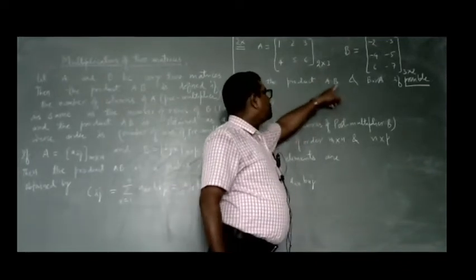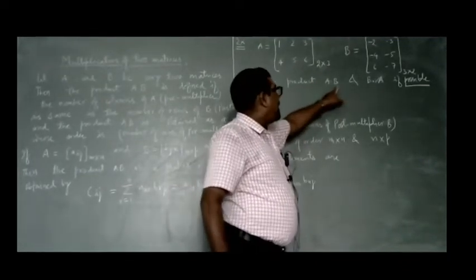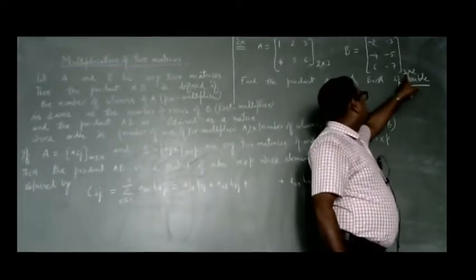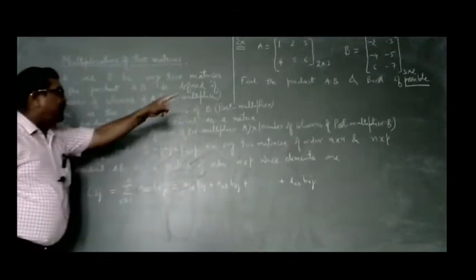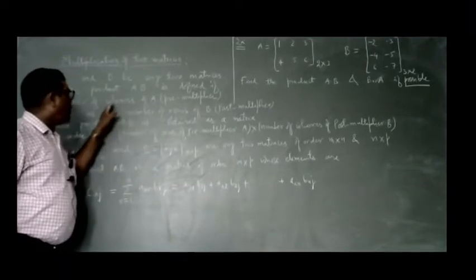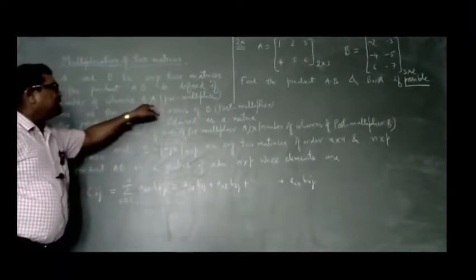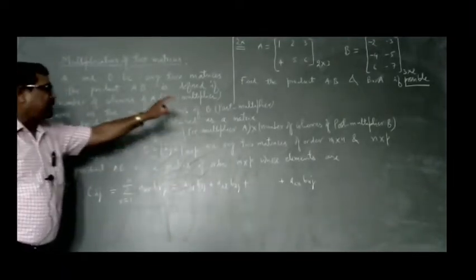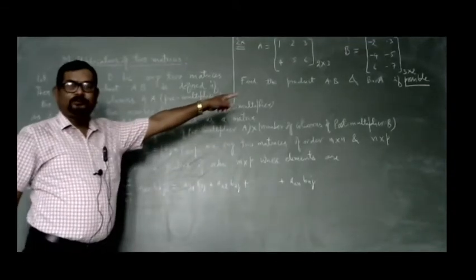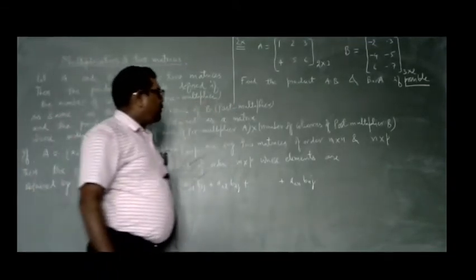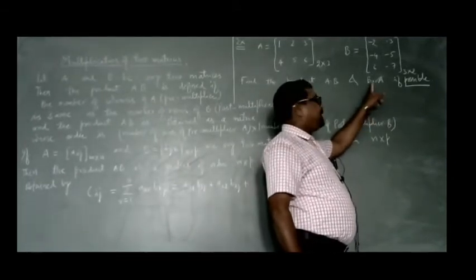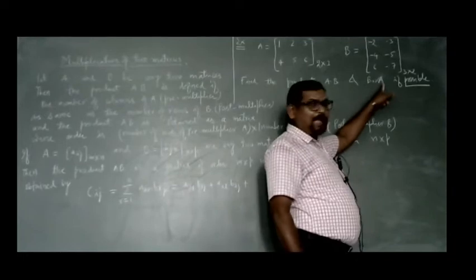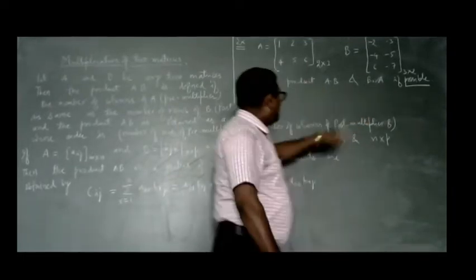Whereas the post multiplier matrix is B and the number of rows is 3. So the definition is fulfilled to find the product AB, because the number of columns of pre multiplier is the same as the number of rows of post multiplier. So AB is defined. In the same way, when you find the product BA, pre multiplier is B and post multiplier is A.